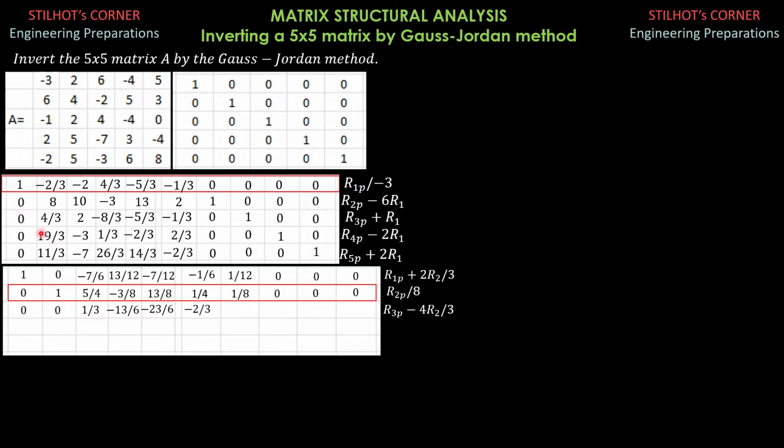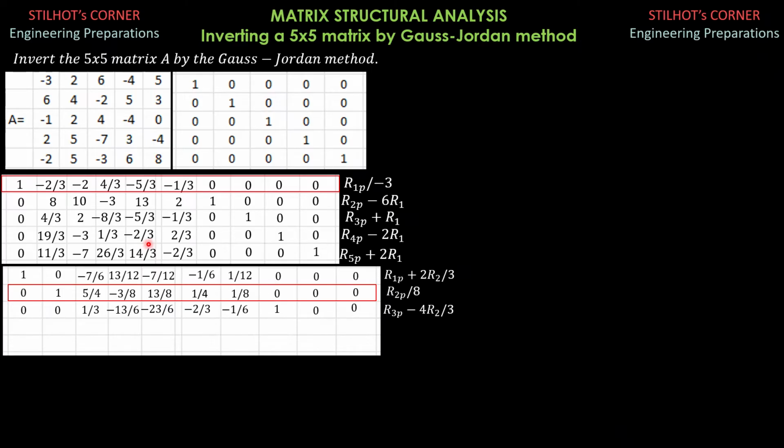Then row 4, this is row 4 previous, so row 4 previous minus 19 over 3 of row 2. Row 4 previous minus 19 over 3 of row 2. So that this is still 0, this is 0. Negative 3 minus 19 over 3 of 5 fourths, that's negative 131 over 12. 1/3 minus 19 over 3 of negative 3/8, that's 65 over 24.